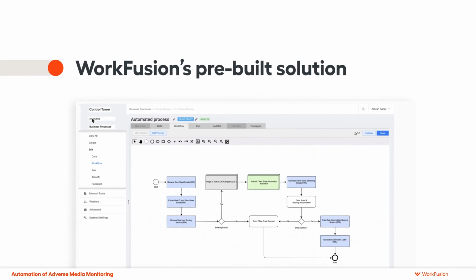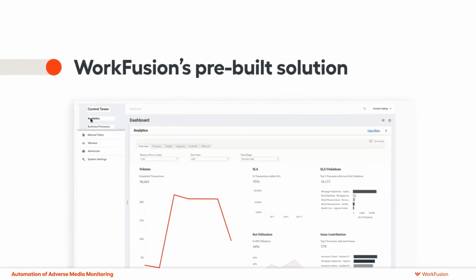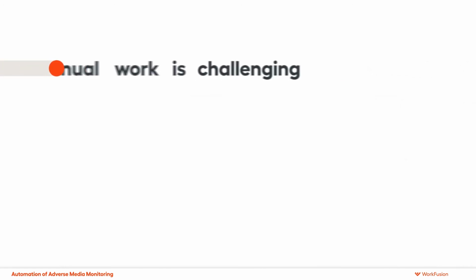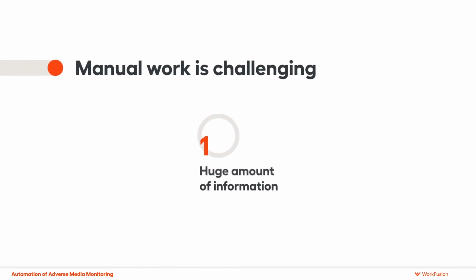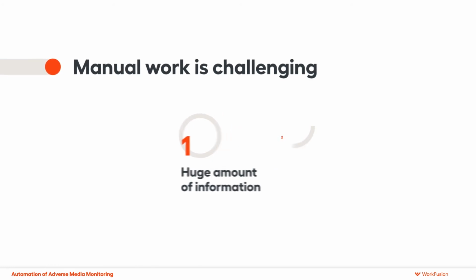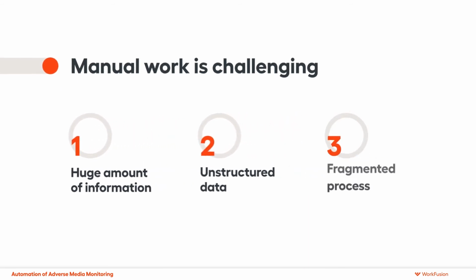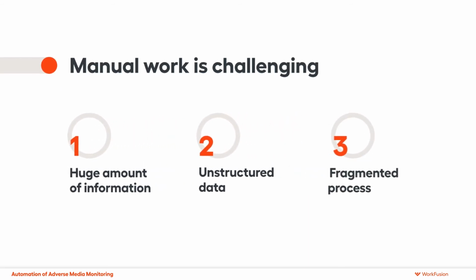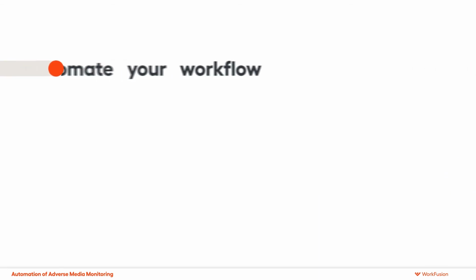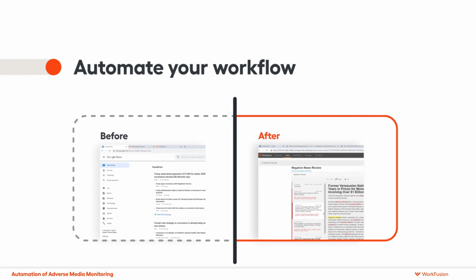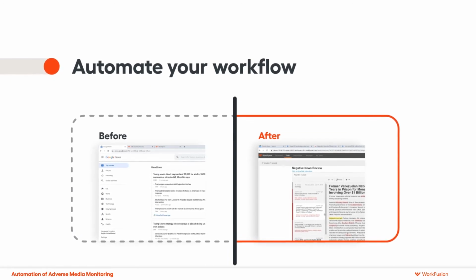WorkFusion's pre-built solution automates the search for and analysis of negative news articles. It also manages the challenges that make handling this process so inefficient. A large number of news articles to analyze, much of it in the form of unstructured data, without defined formats, with analysts using a generally fragmented approach. How does our adverse media monitoring solution navigate these issues? Let's consider this process both with and without WorkFusion.